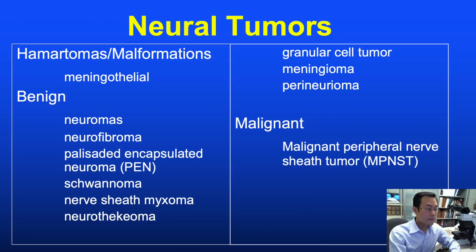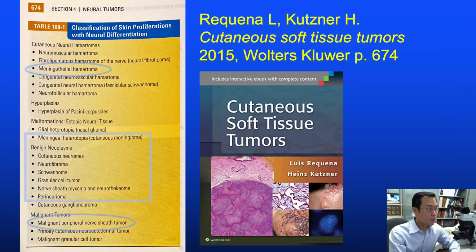I'm planning to cover the following entities in varying degrees of detail. To keep it in perspective, a more comprehensive list and classification of neural tumors would look more like this. So the ones that I'm covering are the ones highlighted in gray. And this is from the excellent Cutaneous Soft Tissue Tumor book by Luis Requena and Heinz Kutzner. No conflicts of interest, just great colleagues.